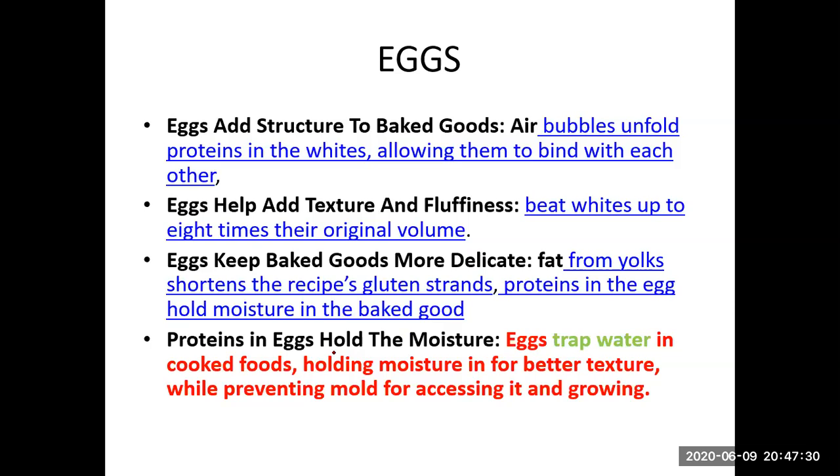Protein in eggs also traps water. So in this way, it also helps you raise or leaven the product. Whenever this air and this water turn into steam and go outside of the product, the product takes its volume and increases in volume.